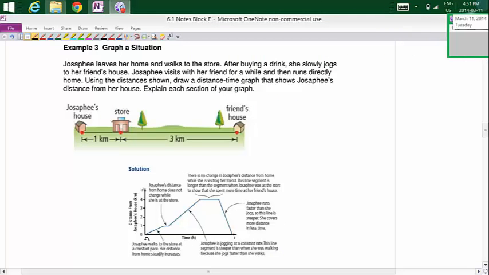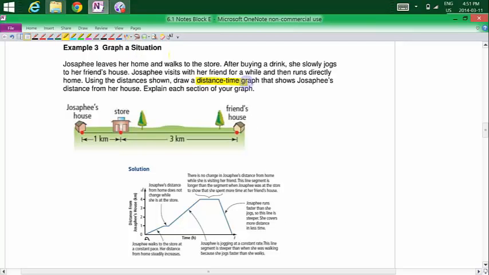So now we're going to take a look at example 3, where you're going to be graphing a situation. So the scenario is that Josephine leaves her home and walks to the store. After buying a drink, she slowly jogs to her friend's house. Josephine visits with her friend for a while and then runs directly home. Using the distances shown, draw a distance time graph. Okay, so we want a distance time graph that shows Josephine's distance from her house. Explain each section of your graph.